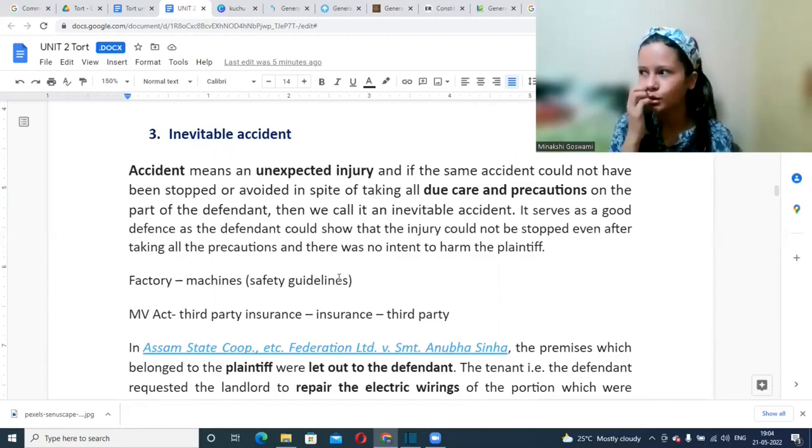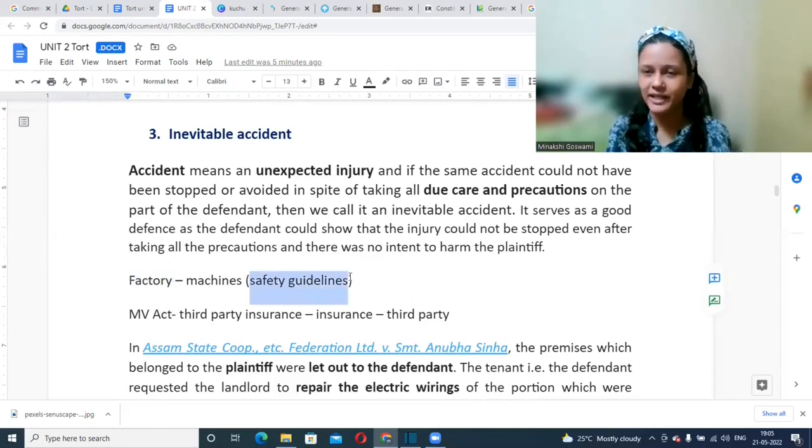In factories, there are very big, heavy machines which are running very fast, right? Obviously, there is a risk involved because all these are machines. Any moment they can get damaged or some accident may happen. So take, for example, there is a factory. In the factory, all safety guidelines were being followed. There are some heavy machines, only skilled employees were allowed to operate the machine, and all precautions were taken. It was properly maintained, everything happened.